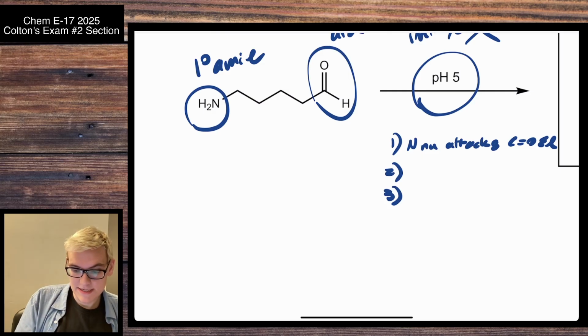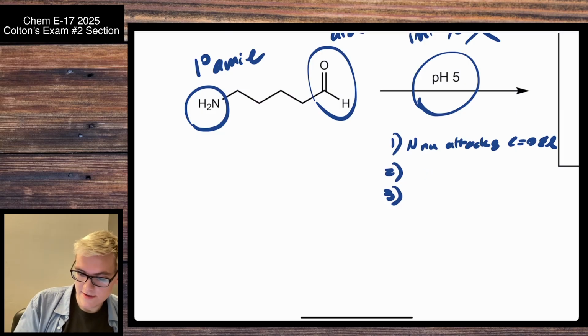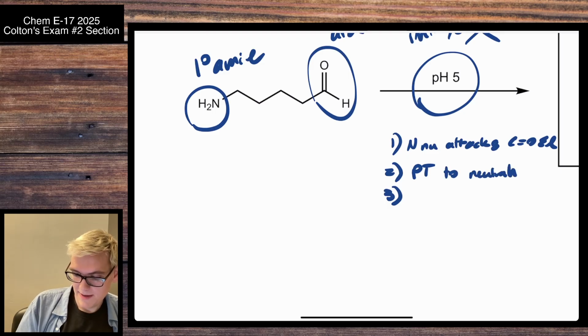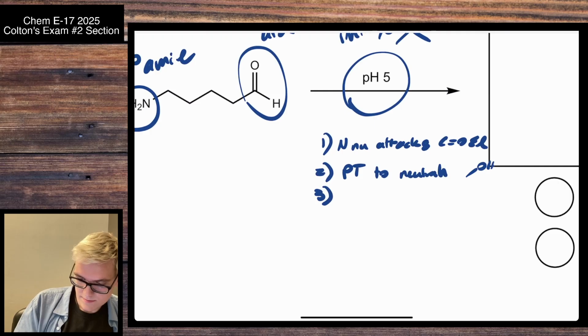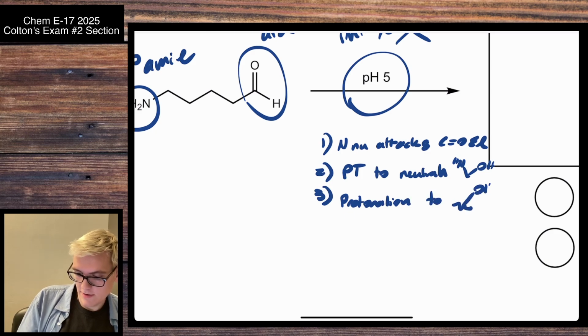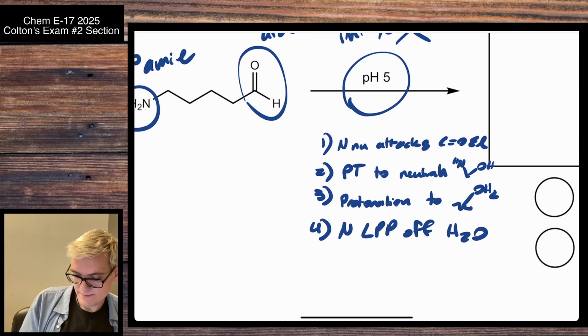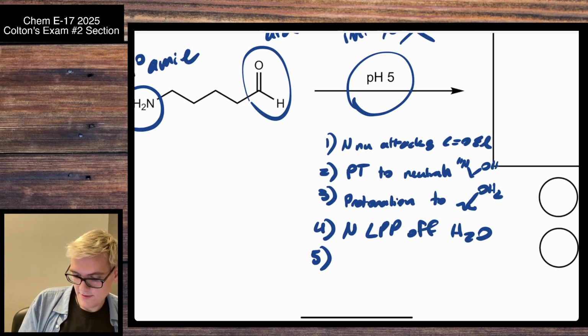The second and third step you can do in different orders. For me personally, second step I do proton transfer to the neutral hemiaminal. Then you do a protonation to get your water leaving group. Then you do a nitrogen lone pair push off the water. And the last step, you do a deprotonation.